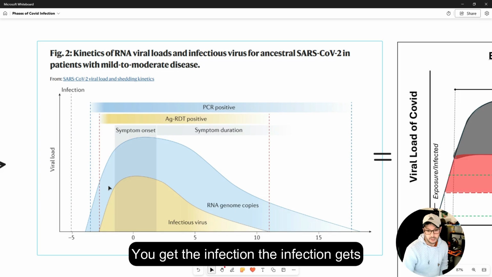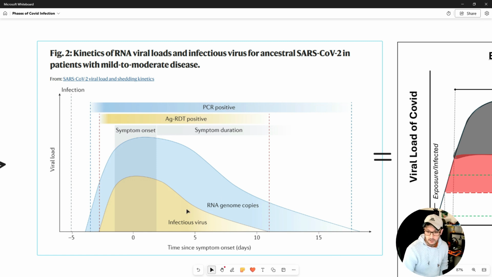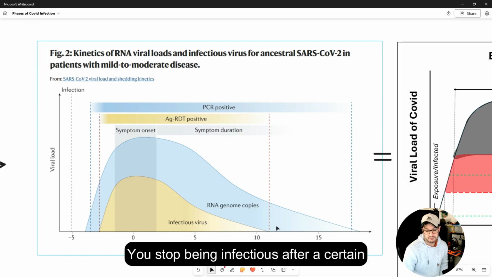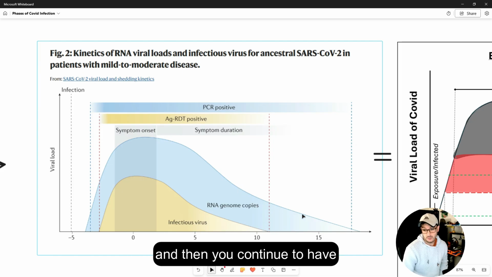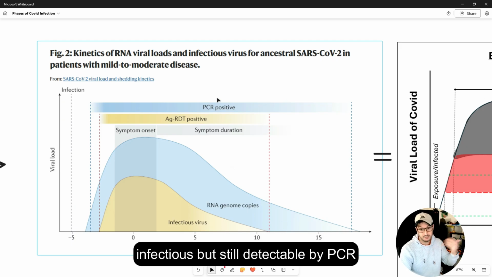But the infection gets worse, and then it starts to taper over time as your body fights it and it gets better. And then you stop being infectious after a certain point of time, and then you continue to have virus in you, but at lower levels to be infectious, but still detectable by PCR.